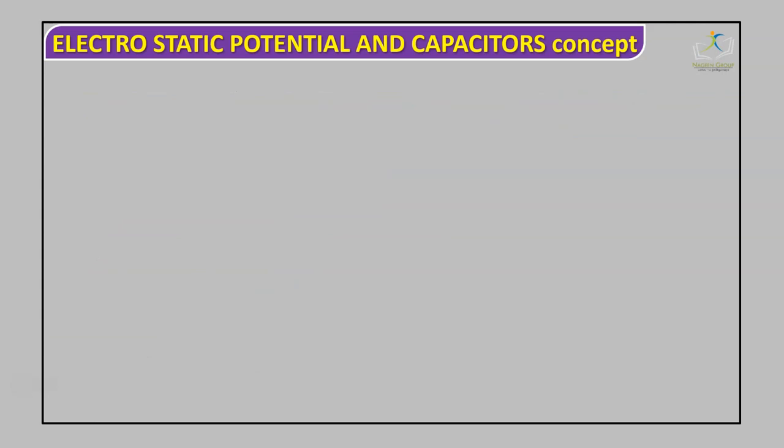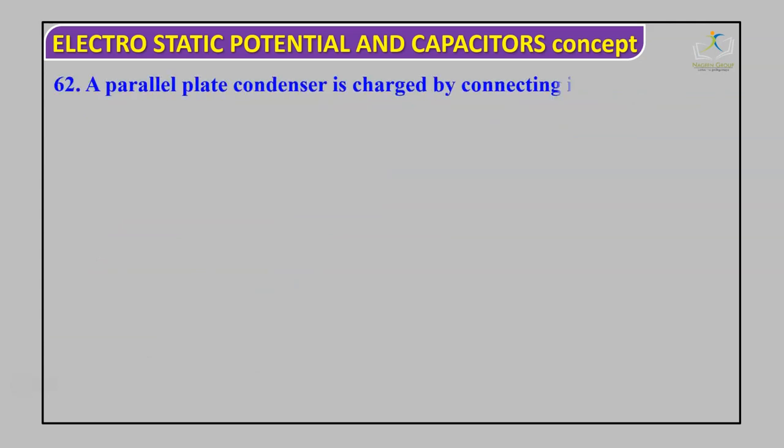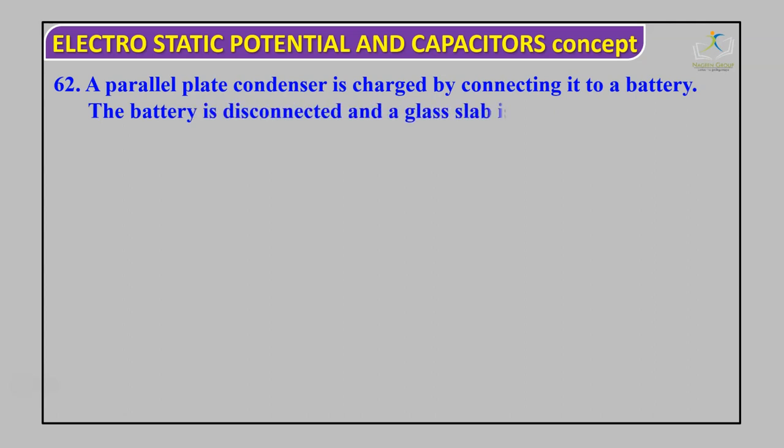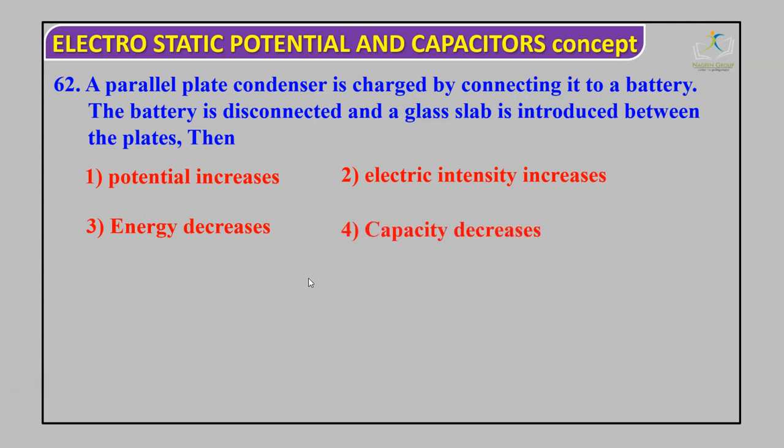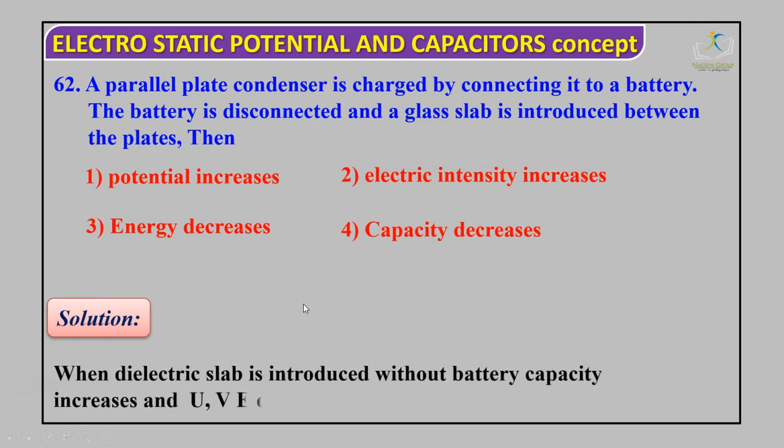Next question: a parallel plate condenser is charged by connecting it to a battery. The battery is disconnected and a glass slab is introduced between the plates. Then potential increases, electrical intensity increases, energy decreases, capacity decreases. The solution: when a dielectric slab is introduced without the battery, capacity increases and energy decreases. Hence, the correct option is option 3.